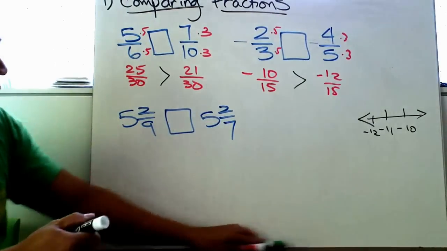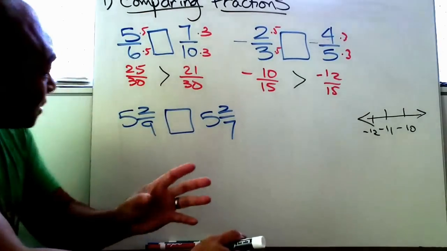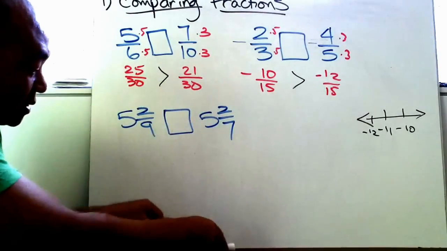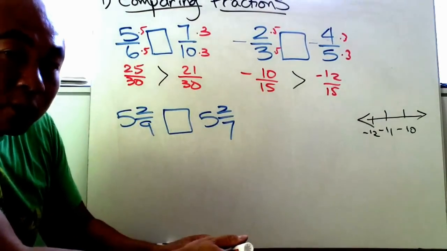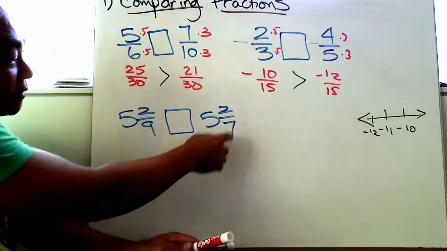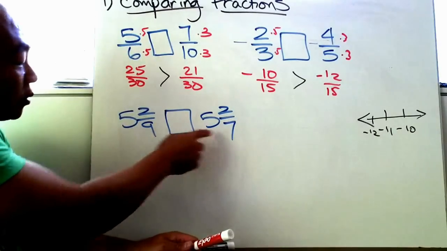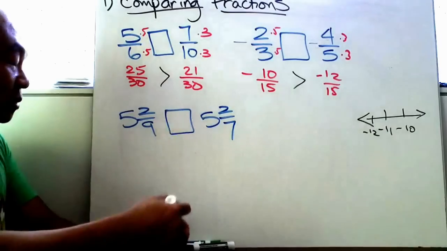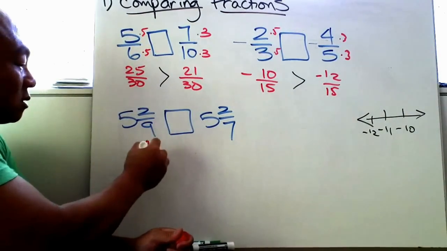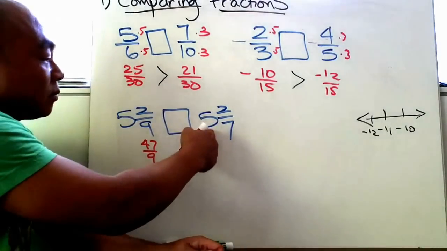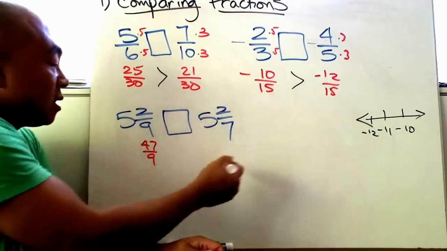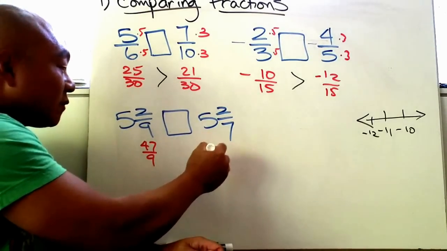Alright, now, what happens if we have something like this? Well, we can do two things. I would prefer to go with one specific way on how to do this. Let's just change them into improper fractions, it makes things a little bit easier. Or you could just worry about the fractions, since our front numbers, whole numbers, are the same. But I'm going to change them to improper. That's 45 plus 2, that's 47 ninths. Right here, 5 times 7, 35, 37 over 7.